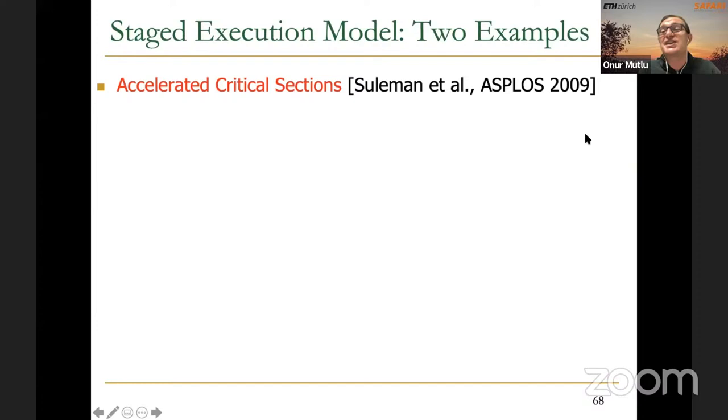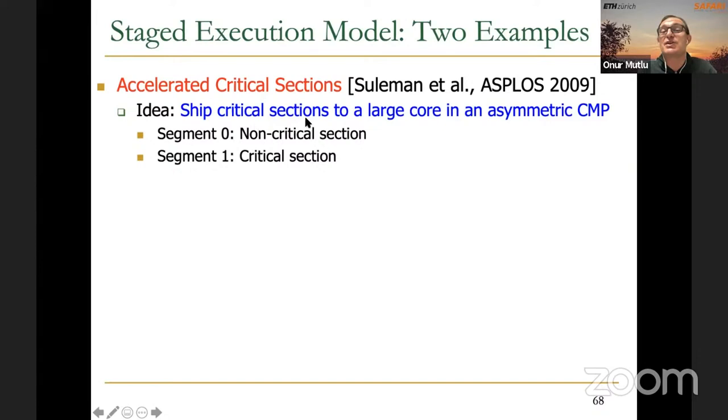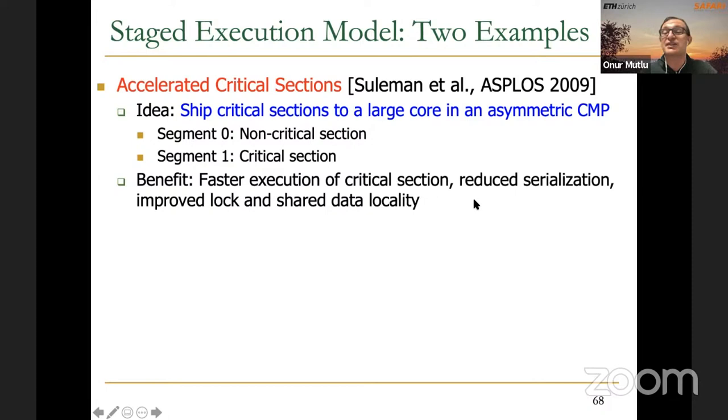I'm going to basically map accelerated critical sections and pipeline parallelism to this model of staged execution. And it's very easy to map these. So accelerated critical section, the idea, remember, was to ship critical sections to a large core in an asymmetric multi-core. Segment 0 is a non-critical section. Segment 1 is the critical section. That's it. And the benefit is you get faster execution of the critical section, reduced serialization, and improved lock and shared data locality, as we discussed.